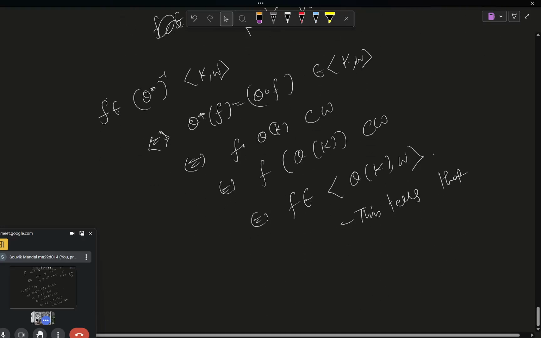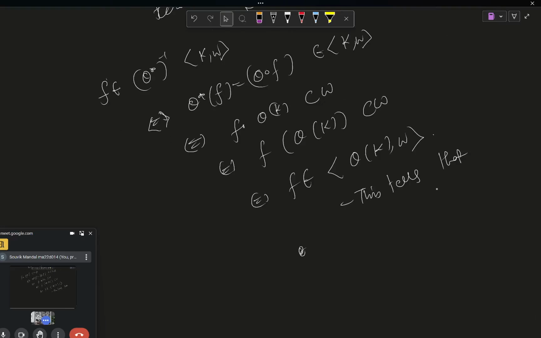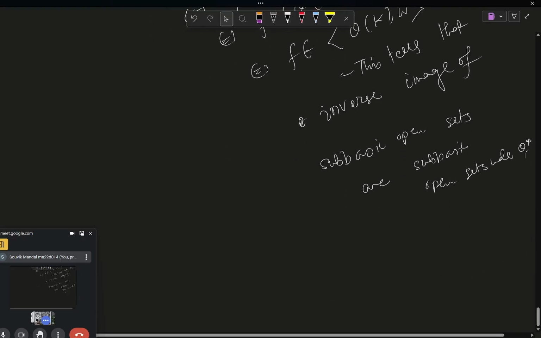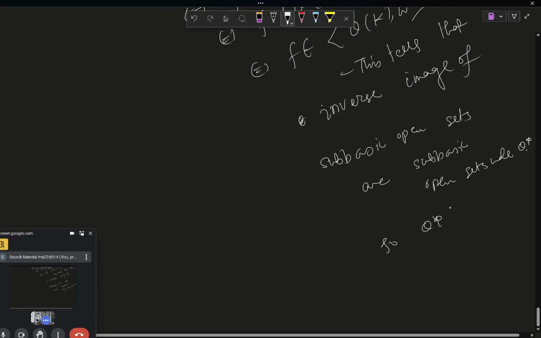This tells us that the inverse image of basic open sets under theta star is a basic open set. So theta star is continuous. Okay, so this is the argument.